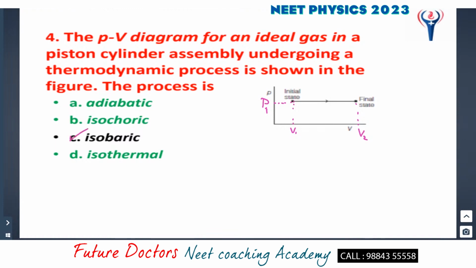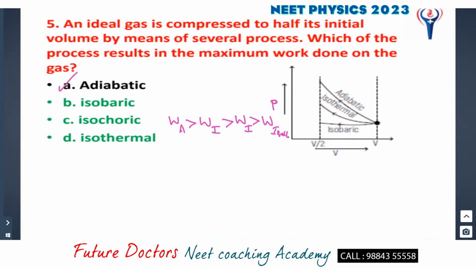Let's move to question number 5. An ideal gas is compressed to half its initial volume by means of several processes. Which of the processes results in the maximum work done on the gas? This is a PV diagram. Work done in a PV diagram is nothing but the area under the curve.